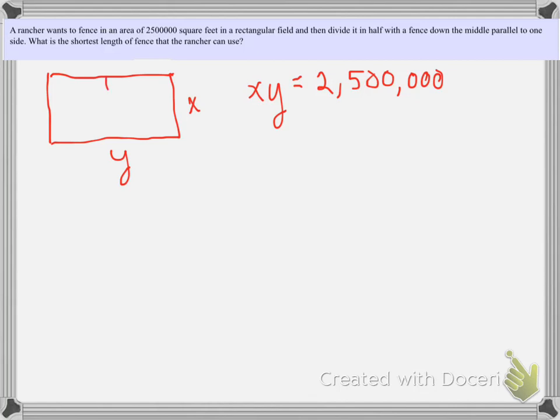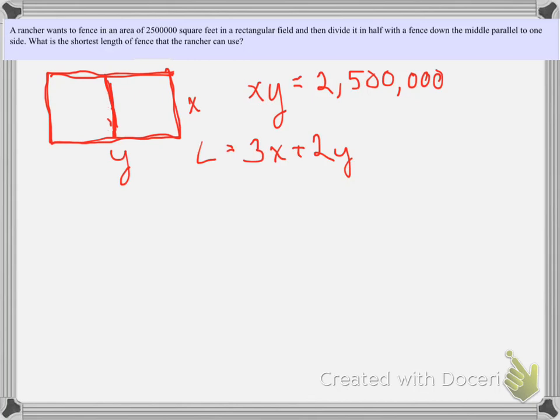Now what they're going to do is drop in another fence down the middle. So the total length is the distance along the sides, which we know normally would be 2x plus 2y. But we've got another x right here. So the total length is actually 3x plus 2y with the diagram that we have.